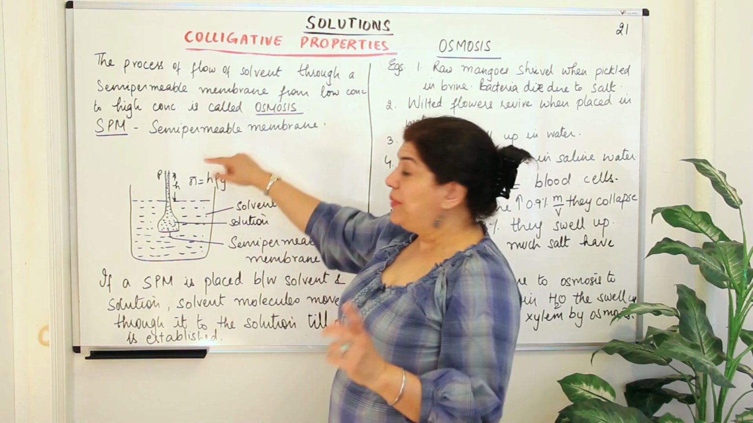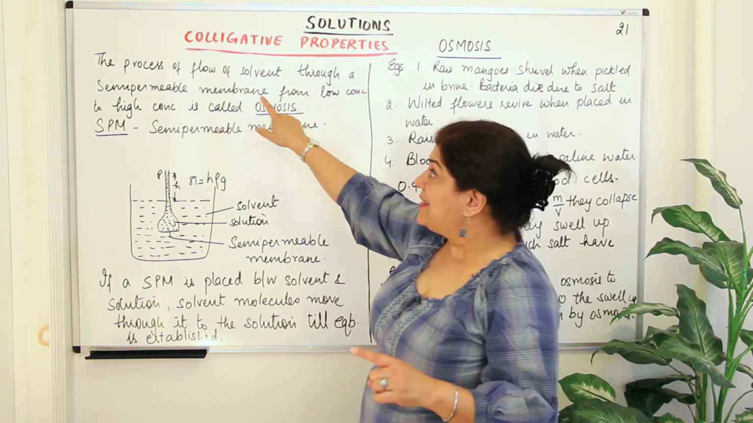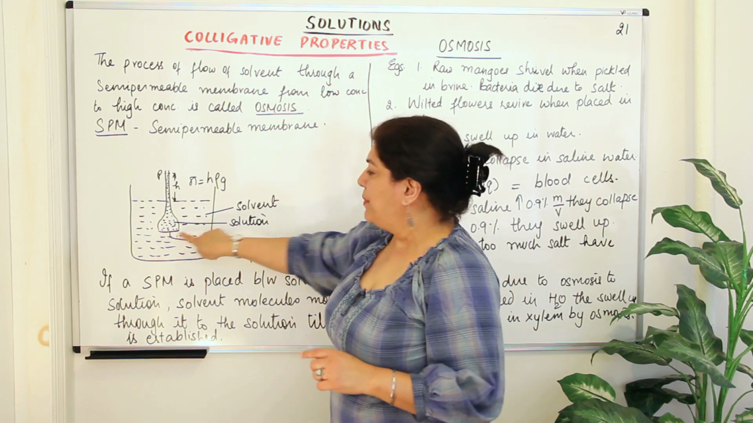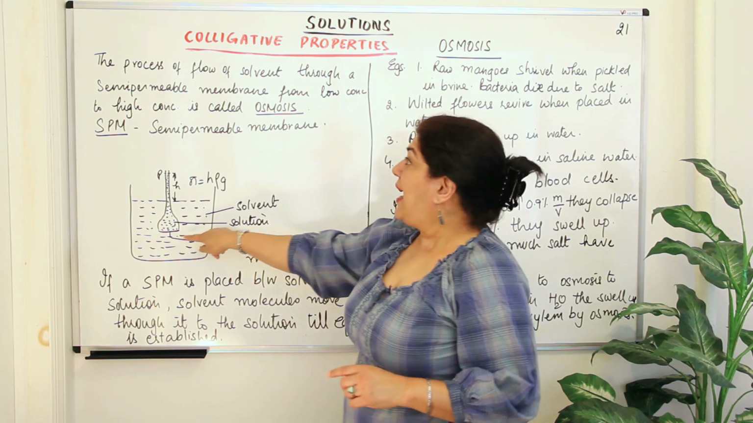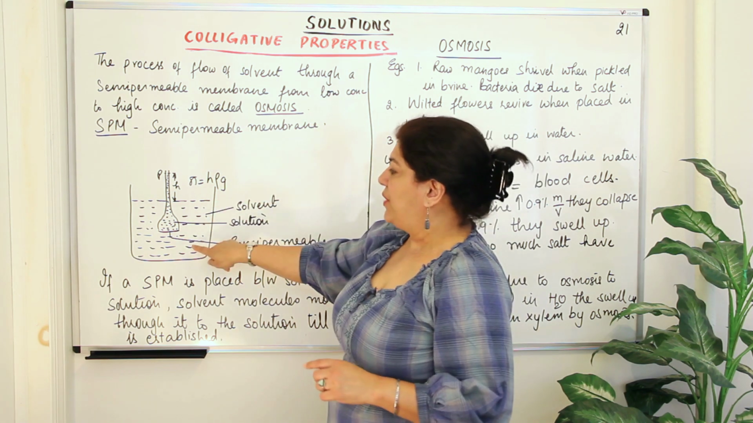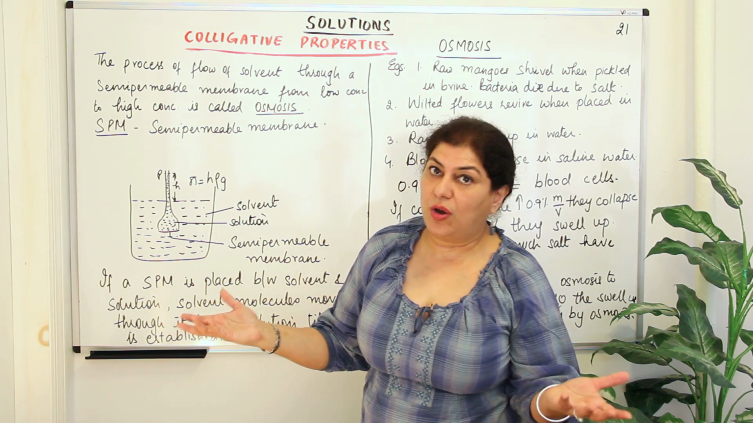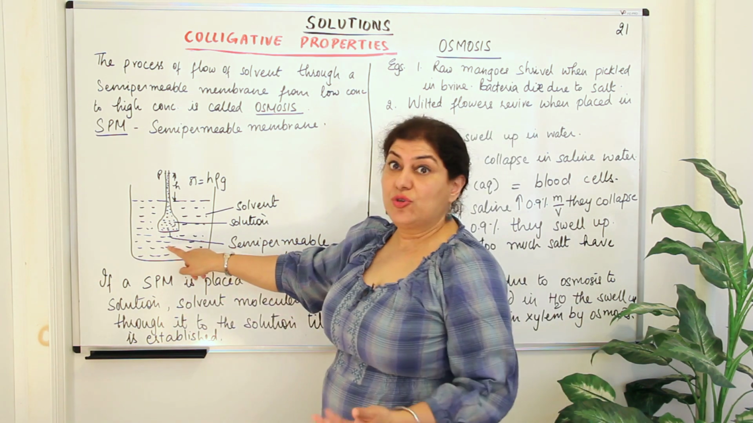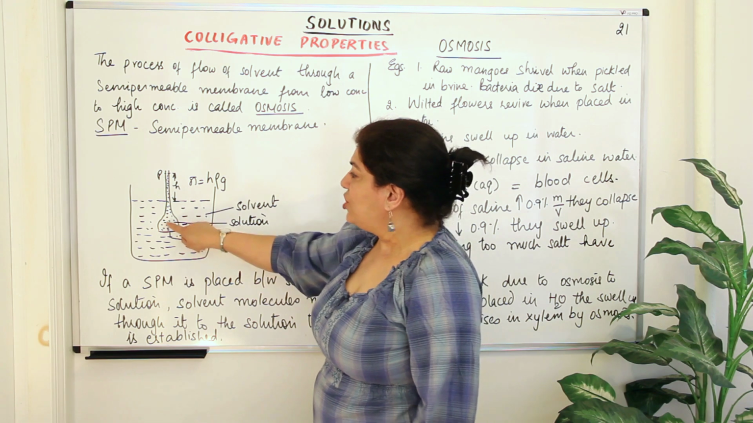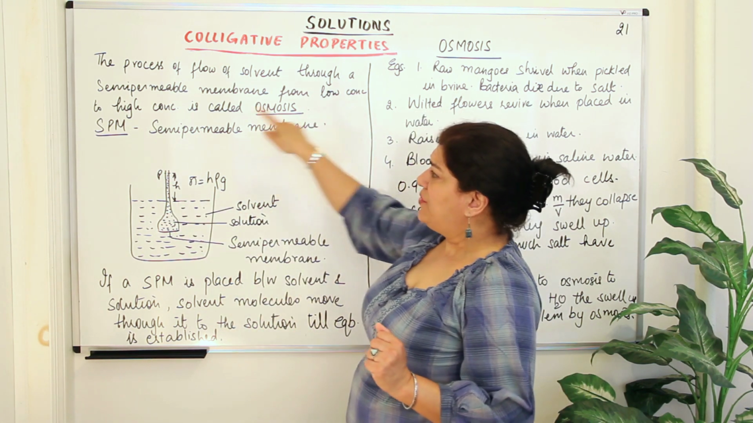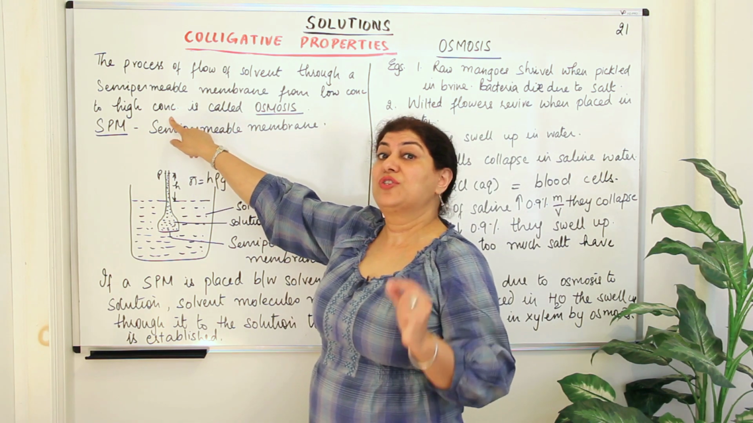So now let us repeat the definition to understand this. The process of flow of solvent through the semi-permeable membrane, from the low concentration, the solvent, which has almost zero concentration of solution if you really look, there is no solute in it, to the high concentration of the solution. When we talk of low concentration and high concentration, we are talking of the solution.